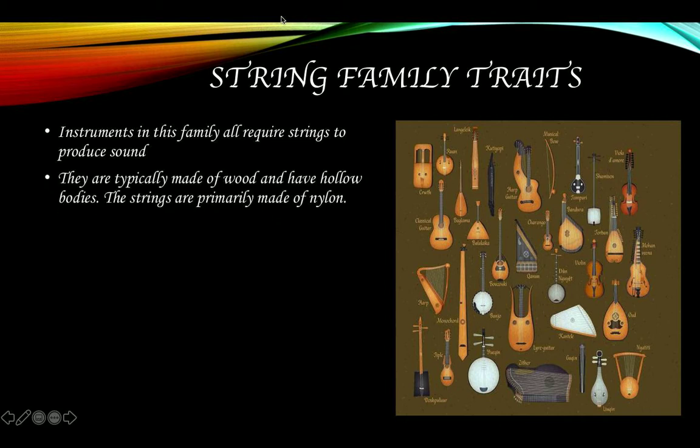String instruments are typically made of wood. They have hollow bodies. All of them have hollow bodies because that's how you get some of the resonation inside of the body, and it helps make the sound a little louder. And the strings are primarily made of nylon. Some of the strings are made of other stuff, but primarily they're made out of nylon.